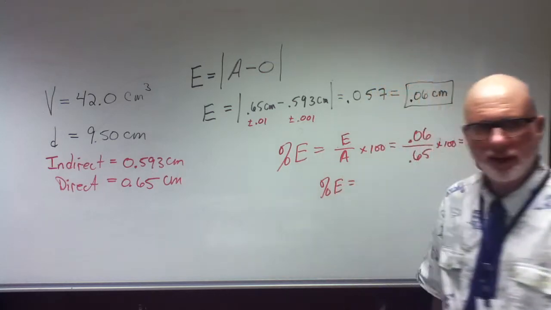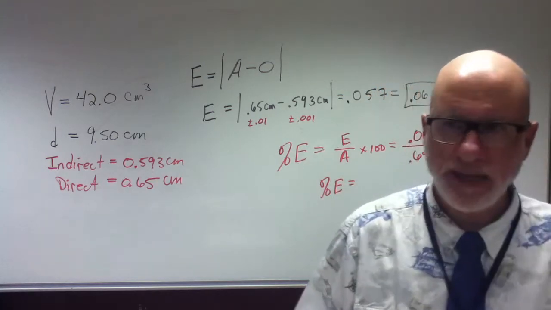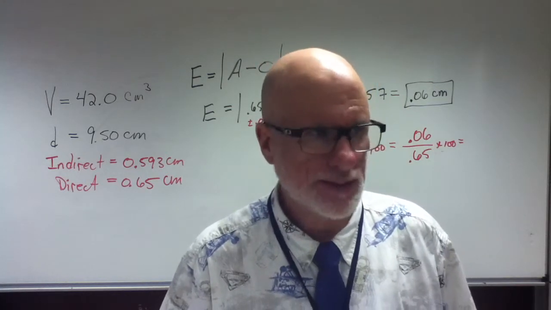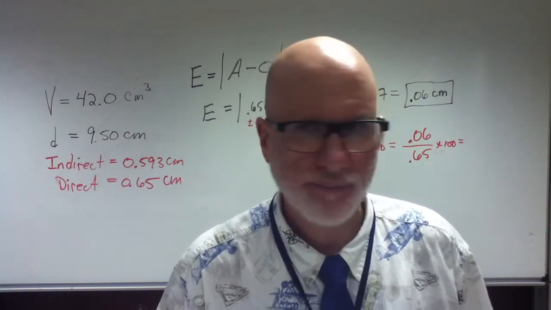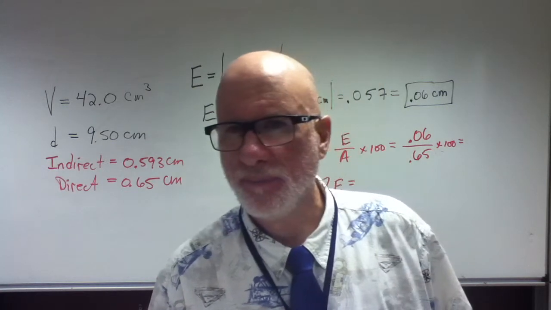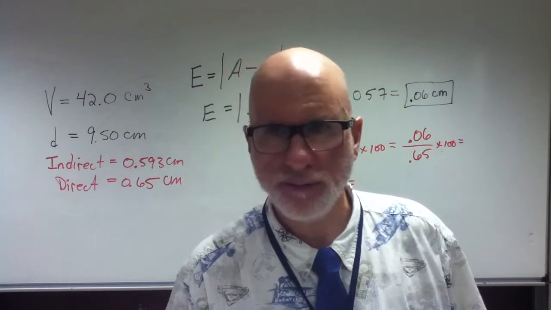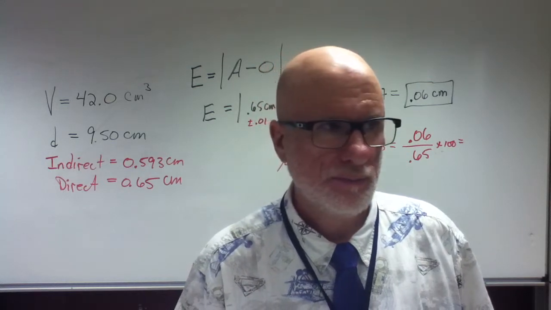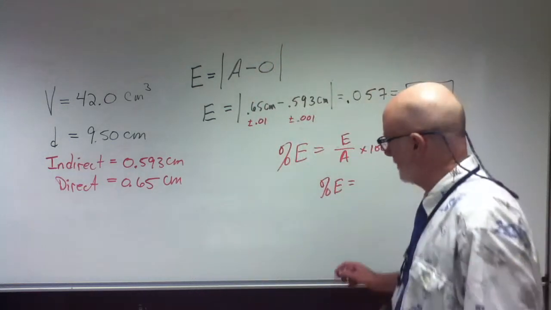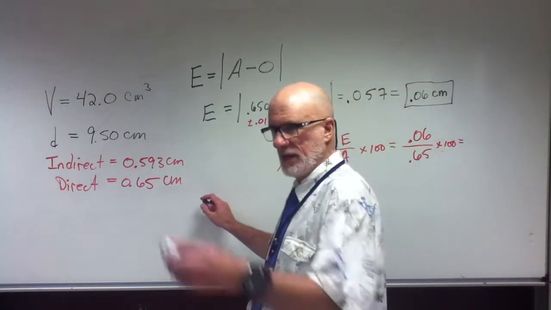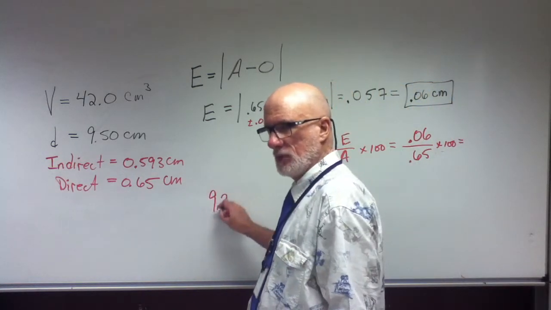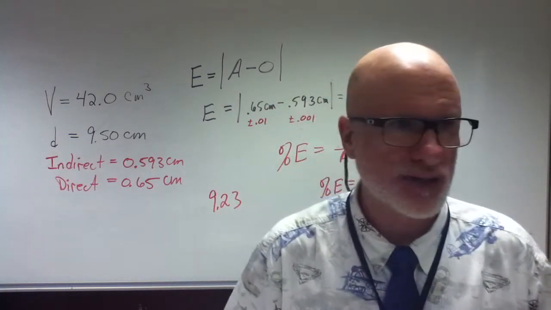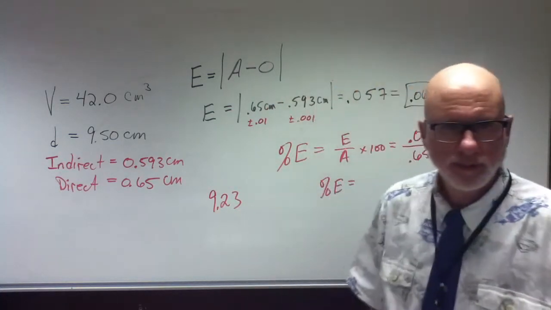What is 0.06 divided by 0.65? What is it? Times 100. You can do it. Okay, you can do it. 9.23 would be the math. Do we have a verification on that, Anna? 9.23. So how many significant figures can I have in my answer? 3.